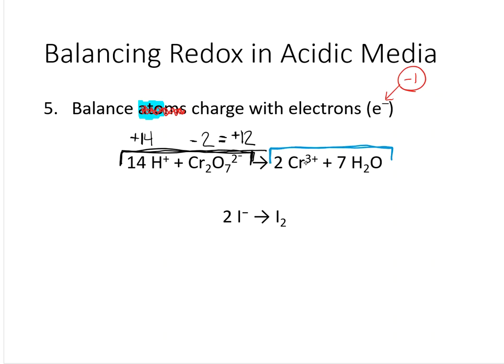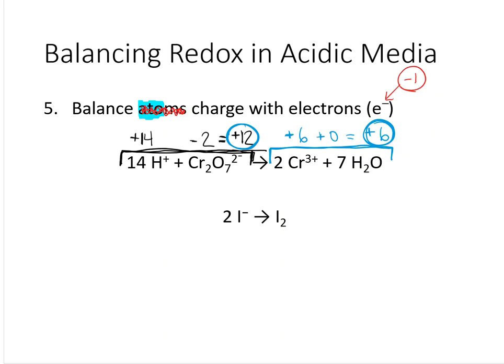We have 2 chromium 3 ions. So each chromium 3 ion has a 3+ charge. We have 2 of them, so that's a plus 6. And water is neutral, so that's a 0. In our product side, we have a plus 6. We have to get both sides to be the same by the addition of electrons.